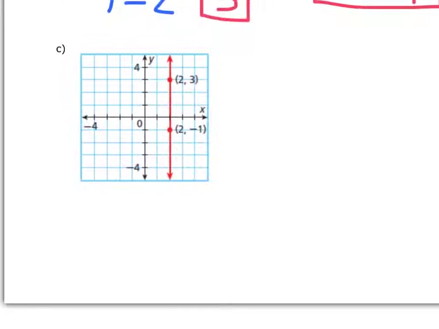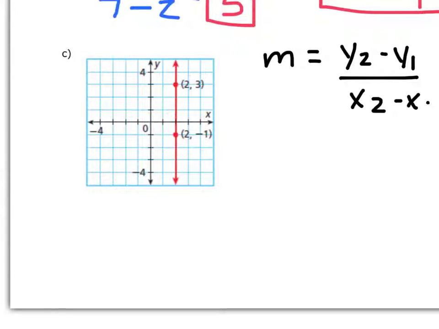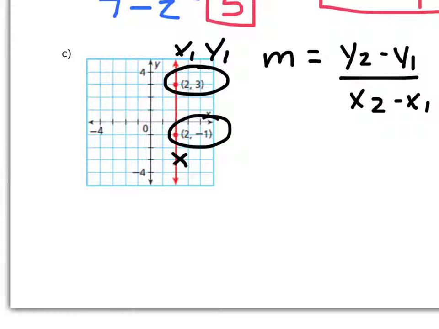Let's move on to our last example here. Once again, we're going to say slope equals y2 minus y1 over x2 minus x1. Notice on this graph they already give us the points. So right here I'm just going to use this one. The first one's going to be x1, y1. Down here it's going to be x2, y2.